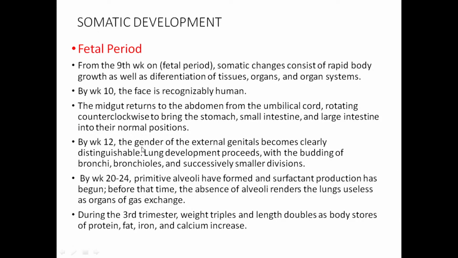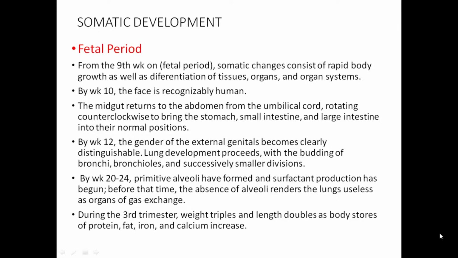By the 12th week of gestation, the external genitalia become clearly distinguishable. Lung development proceeds with the budding of bronchi into successively smaller divisions. By 20-24 weeks of gestation, primitive alveoli have formed and surfactant production has begun. Before that time, the absence of alveoli renders the lungs useless as organs of gas exchange.